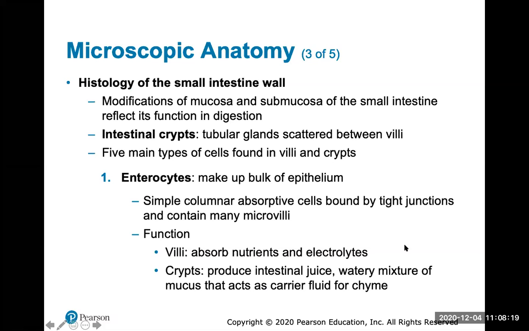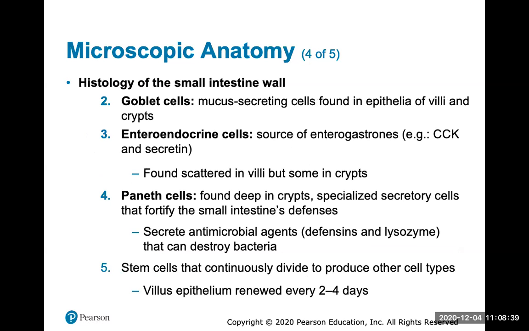Okay, so enterocytes, here's the histology. You have crypts, which are tubular glands scattered between the villi. You have 5 types of cells found in the villi. Enterocytes function to absorb nutrients and electrolytes. The crypts produce intestinal juice, which is the watery mixture of mucus that acts as a carrier fluid for chyme.